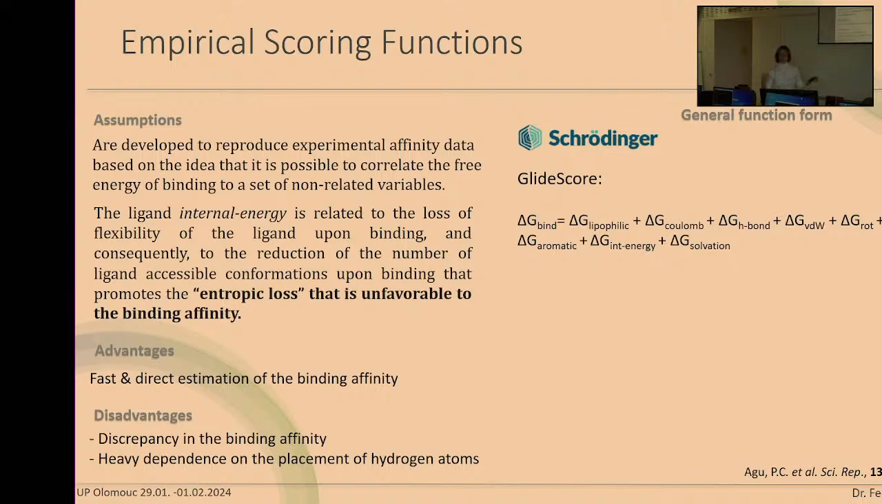The main advantage is that empirical scoring functions are quite fast. But there can be some discrepancy in the binding affinity calculations, and there is obviously a strict dependence on the placement of hydrogen atoms. At the introduction of this lecture, I said that it is very important to add protons to the target, but the same thing has to be done for the ligand. Okay, so if hydrogen atoms are badly placed, then we can have problems in the ranking of the energy with the empirical scoring function.